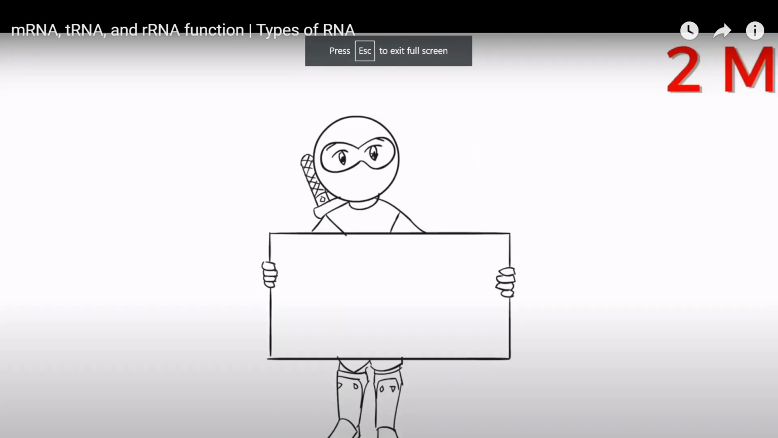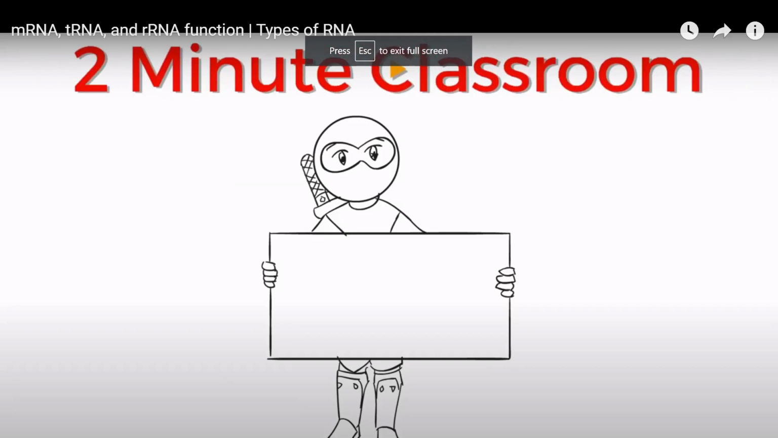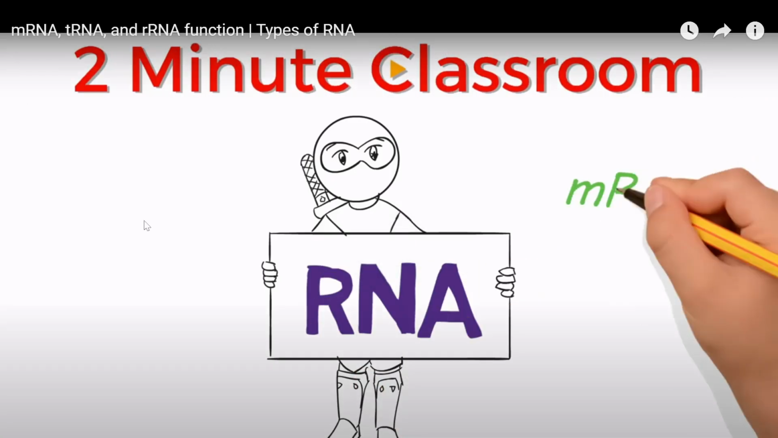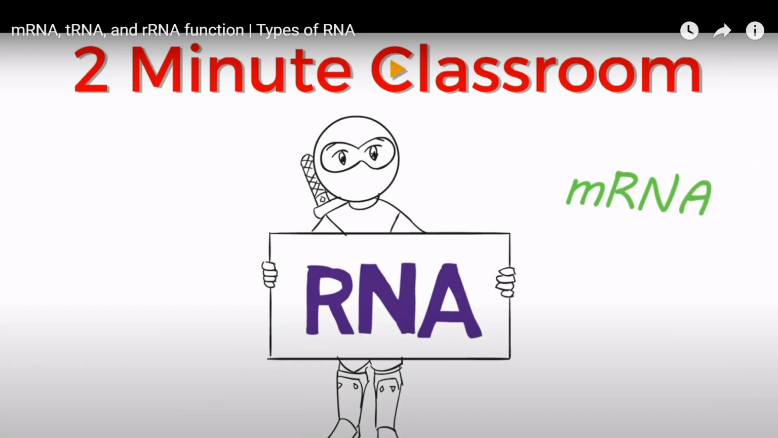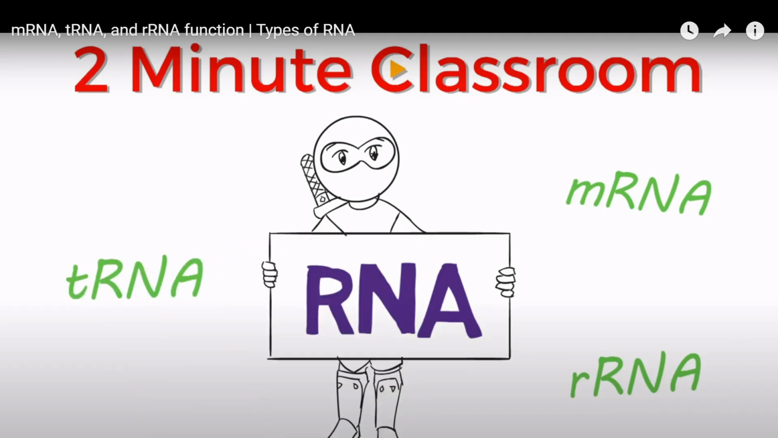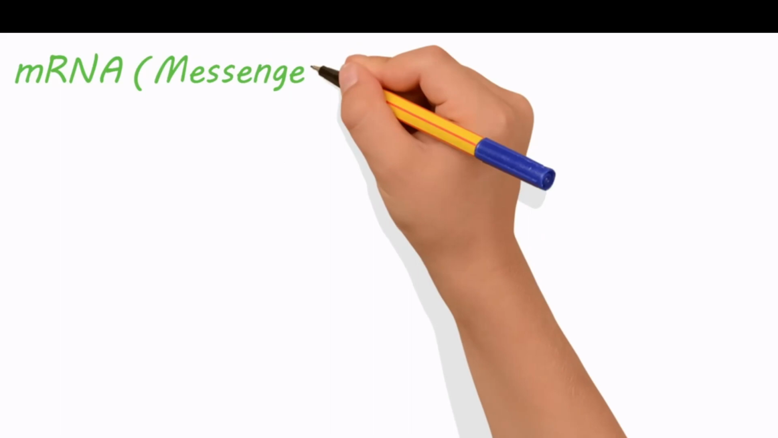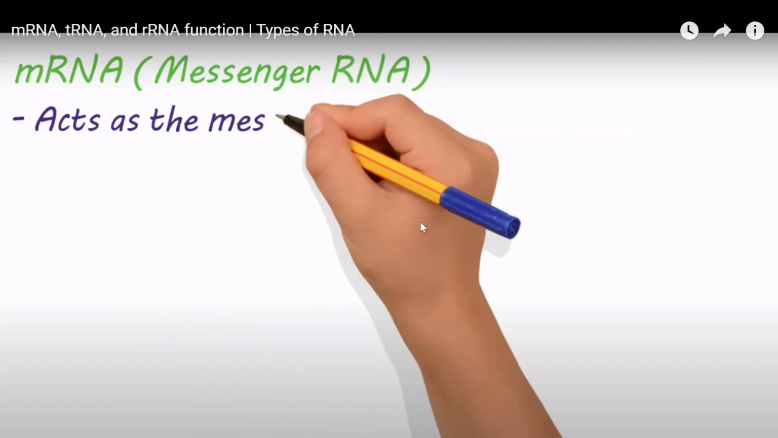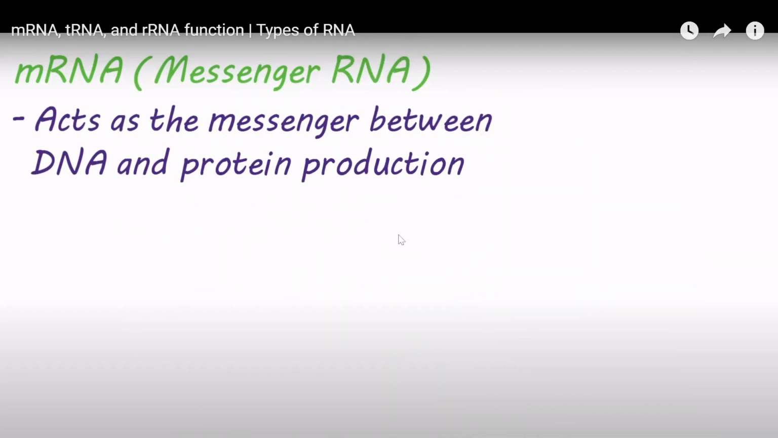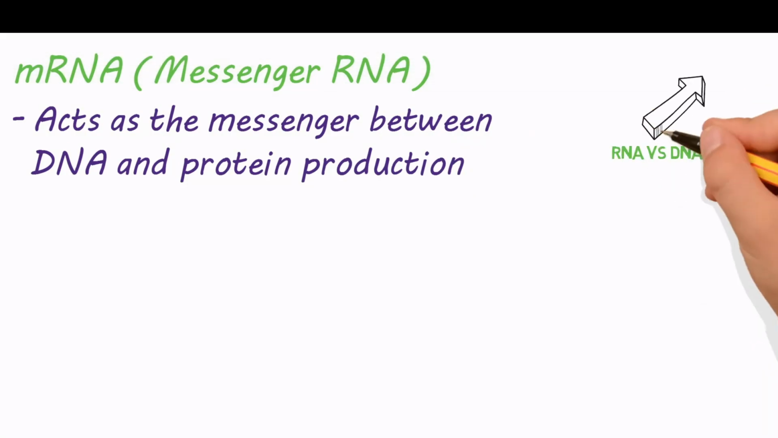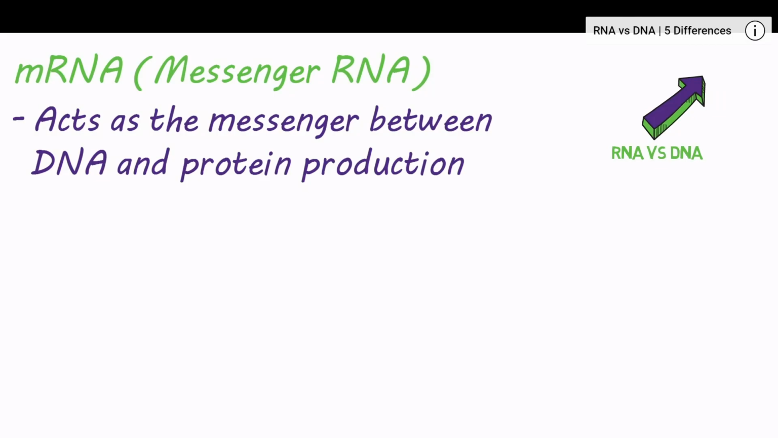Okay, here we go. 2-Minute Classroom, and today we're talking about RNA, specifically mRNA, rRNA, and tRNA. Let's start with mRNA, or messenger RNA. So named because it acts as the messenger between DNA and protein production. And if you want to know the difference between RNA and DNA, I have a great video for that linked here and in the description.